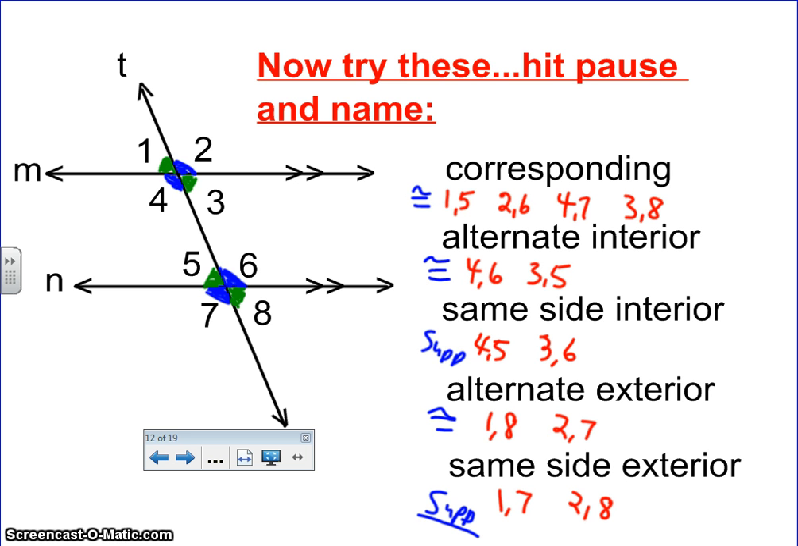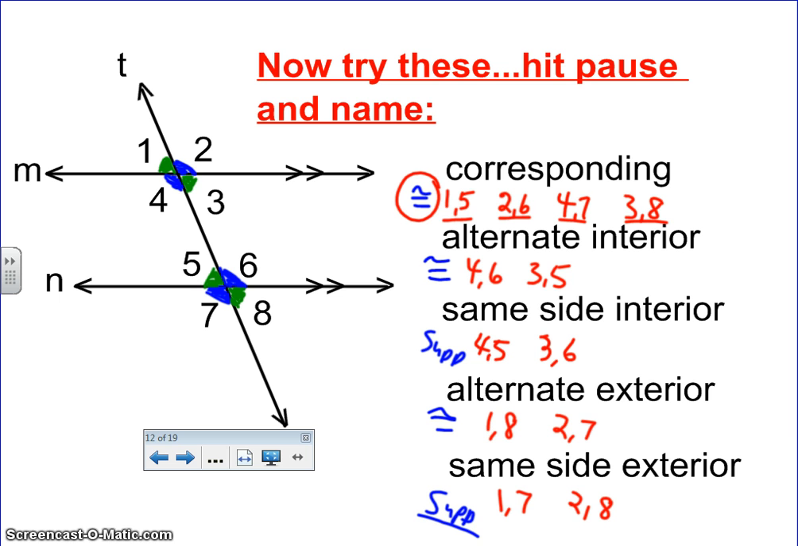Okay, we're back with the answers, and you could hit pause again if you wanted to take some time to check yourself. I really like color coding these things. I've identified blue angles and green angles, and all the blue angles are equal to each other in the picture, and all the green angles are equal to each other in the picture. We talk about corresponding angles first, and I've got angle 1 and angle 5, angle 2 and angle 6, angle 4 and angle 7, angle 3 and angle 8. You can see that they end up being corresponding angles, and they're all congruent.